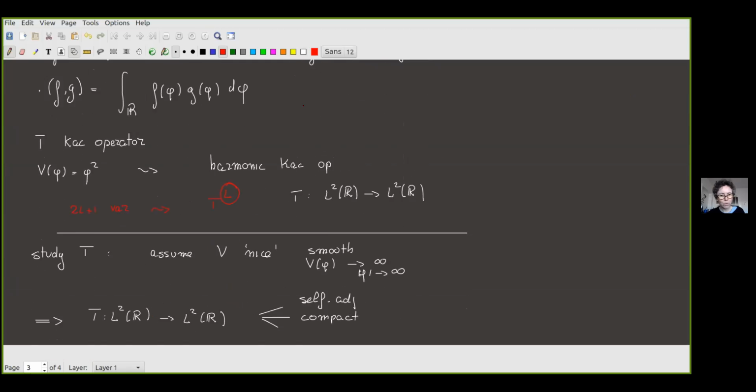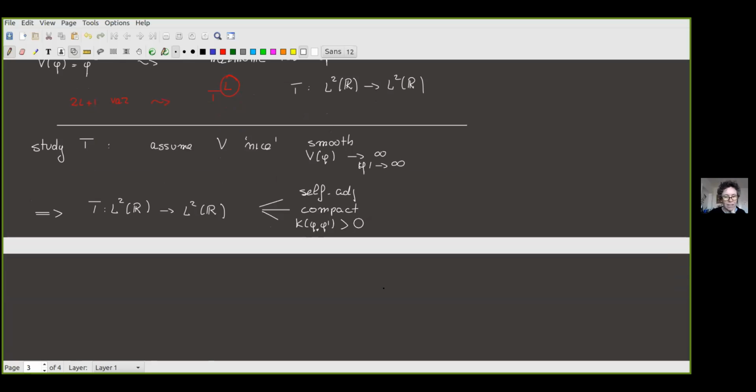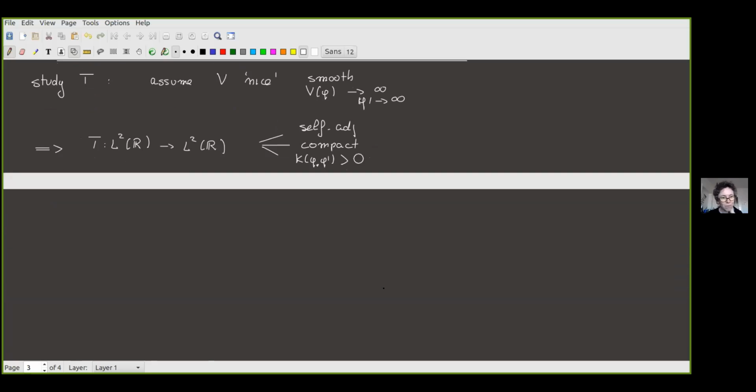So we know that in addition, k phi phi prime is strictly positive everywhere. Okay, and actually this tells us we know a lot about this operator. So this means that, well, the spectrum is real, it's compact, so the spectrum outside zero is point spectrum. So sigma(T) minus 0 is just point spectrum.